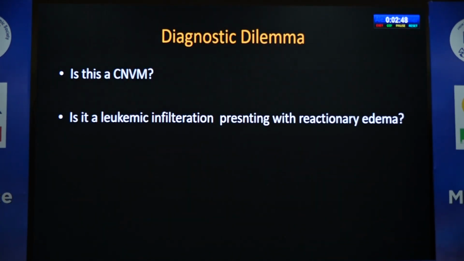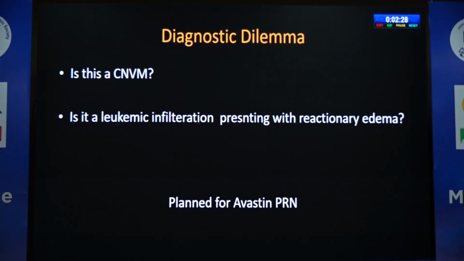Now here we are at a diagnostic dilemma. At that time, an OCT angiogram was not done for the patient. Now, is this a CNVM, or is it just a leukemic infiltration with a reactionary edema? So just based on our FFA findings, we decided to treat it as a CNVM, and we went ahead and planned Avastin as and when required.